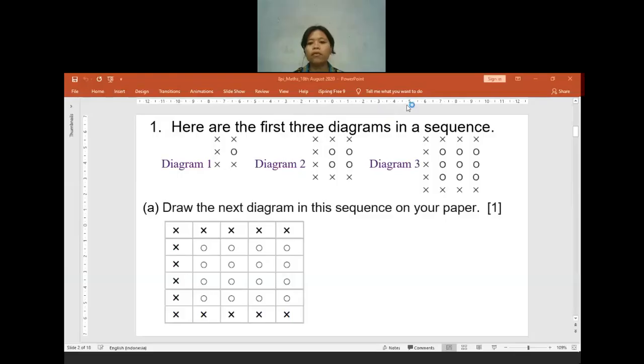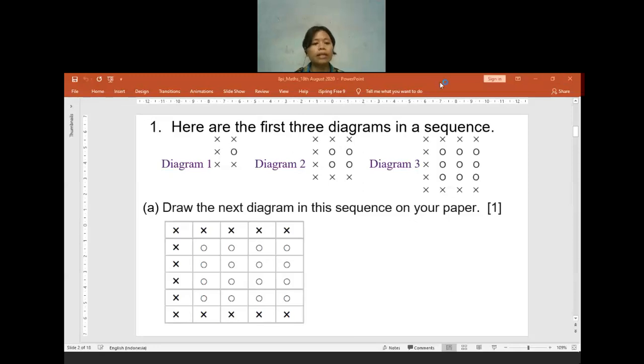Okay, from the chapter wise test, we are going to discuss question 1 first. For question 1, we already have some diagrams here: diagram 1, diagram 2, diagram 3. On each diagram, there will be some crosses and also some circles. Then for question 1a, draw the next diagram in this sequence on your paper.